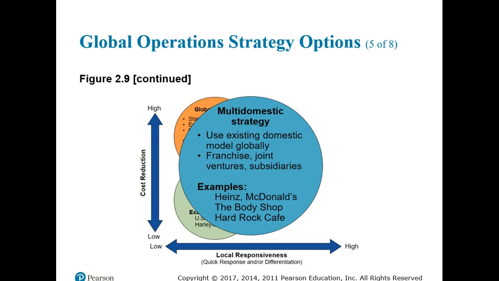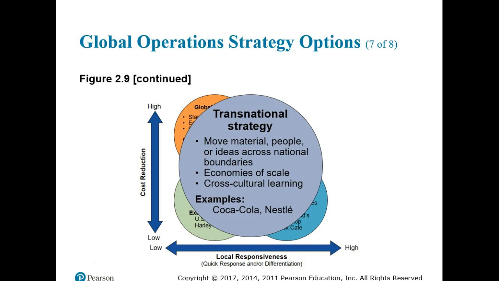A transnational strategy exploits the economies of scale and learning, as well as pressure for responsiveness, by recognizing that core competence does not reside in the home country, but it can exist anywhere in the organization. Transnational describes a condition in which material, people, and ideas cross or transgress national boundaries. So these firms have the potential to pursue all three operation strategies.